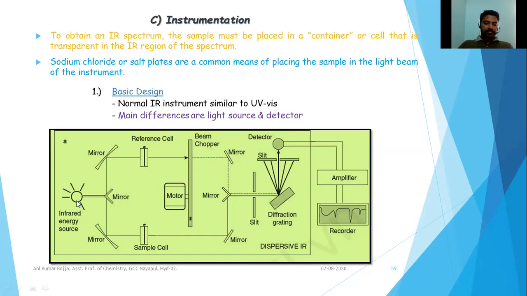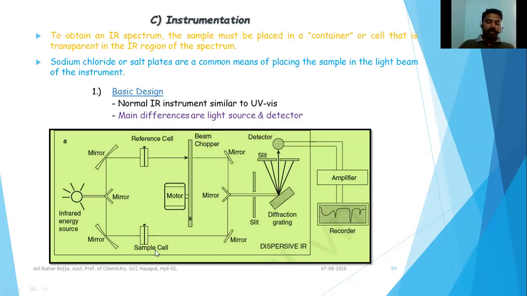Right, this is the source, the light passing through the sample cell and reference cell. A reference compound definitely has to be taken, whatever spectra you are recording. It may be ultraviolet-visible spectra, infrared spectra, NMR spectra, or microwave spectra, whatever it might be. Definitely we have to take a reference cell, a reference compound.